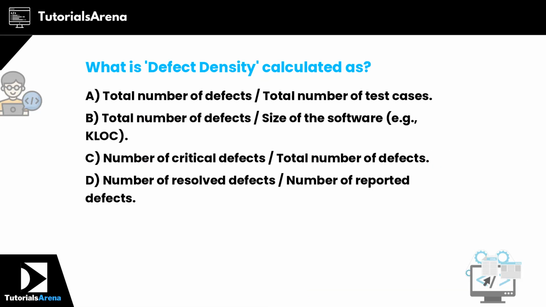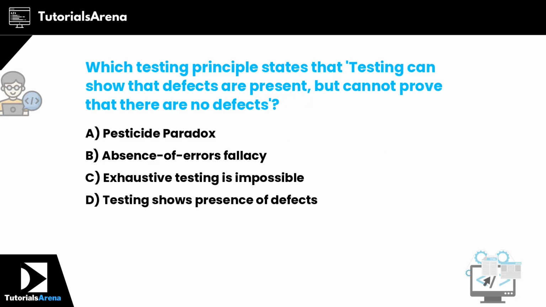What is defect density calculated as? The correct answer is option B, total number of defects / size of the software, e.g., KLOC. Which testing principle states that testing can show that defects are present, but cannot prove that there are no defects? The correct answer is option D, testing shows presence of defects.